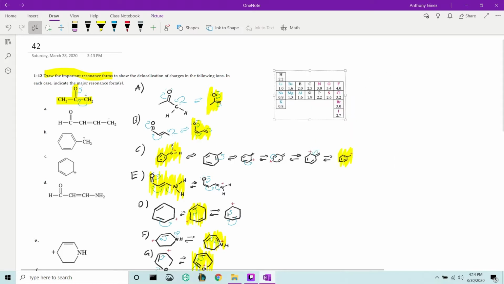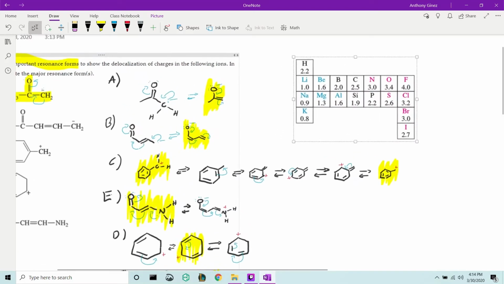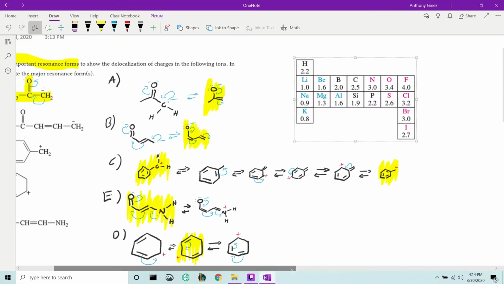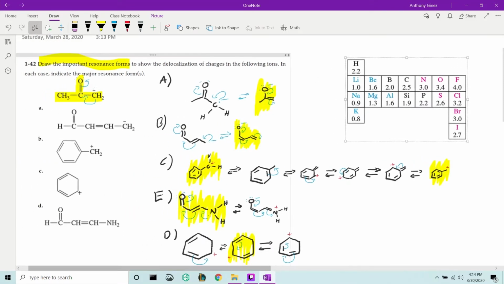As shown on the Pauling scale, oxygen is more electronegative than carbon, therefore the oxygen has a higher propensity, it has more of a likelihood to retain the electrons.